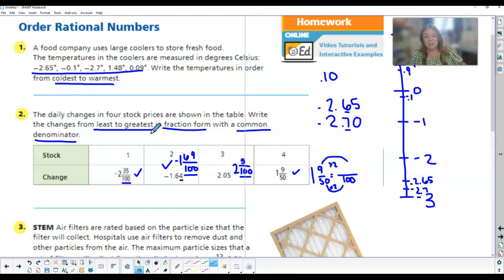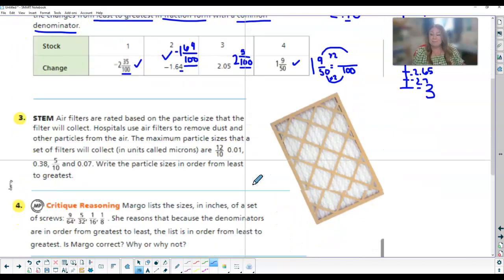And then we're going to pay attention to our negatives and our positives to get them from smallest to biggest. Pay attention to your negatives, right? So I can see this is -2 and 35 hundredths. This one is positive and positive, so I know this one's going to be bigger than those. So see if you can get those 4 in order as fractions with common denominators. So they should all be out of 100 when you're done.